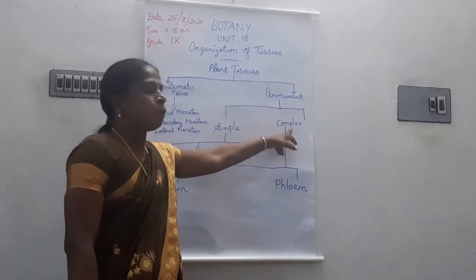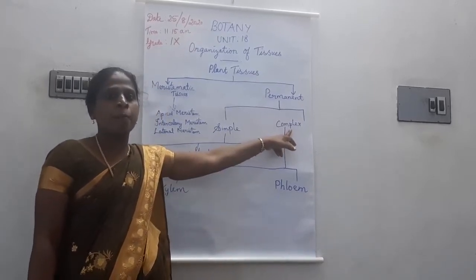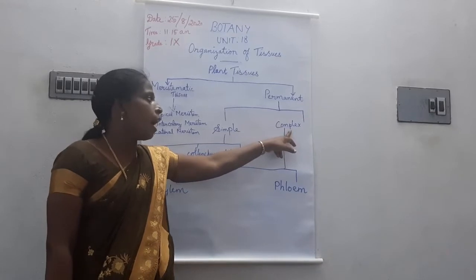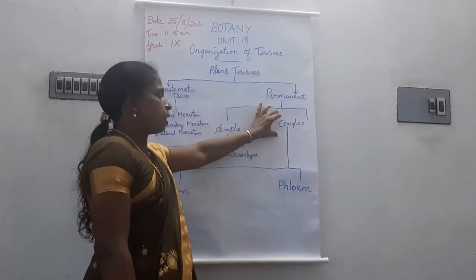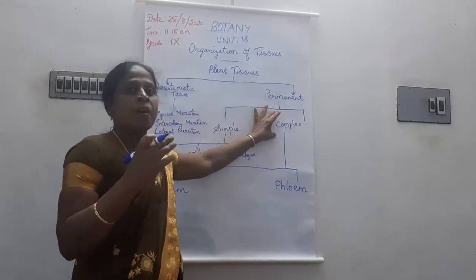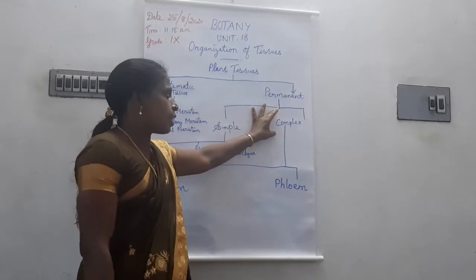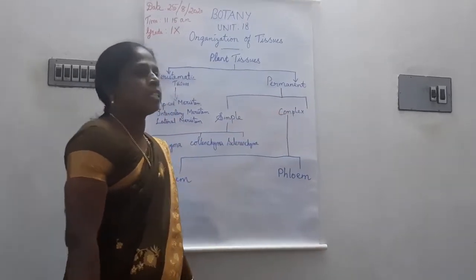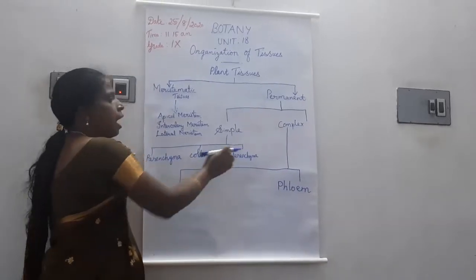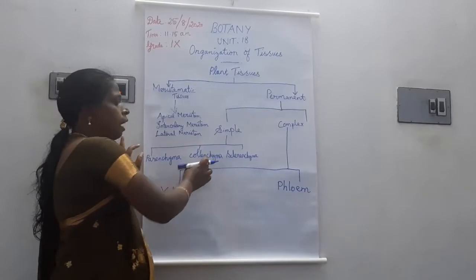First we can know about what are complex tissues. Complex tissues are made up of more than one cell and work together as a single unit. See, this complex tissue consists of only parenchyma and sclerenchyma tissue. It does not have collenchyma.